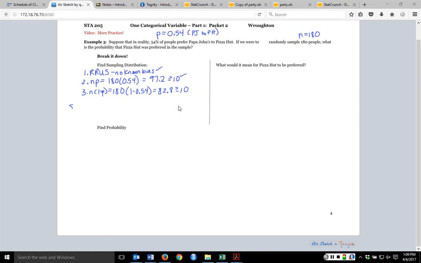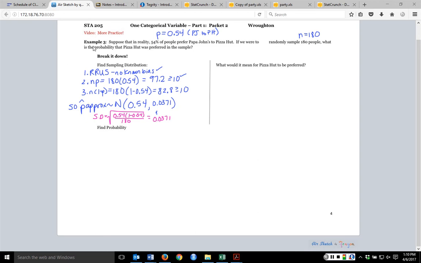Because that's true, we can say that our P hat is approximately normally distributed with a mean of P, which is 0.54, and a standard deviation of the square root of P times 1 minus P over N, which is 0.0371. So our sampling distribution is done.